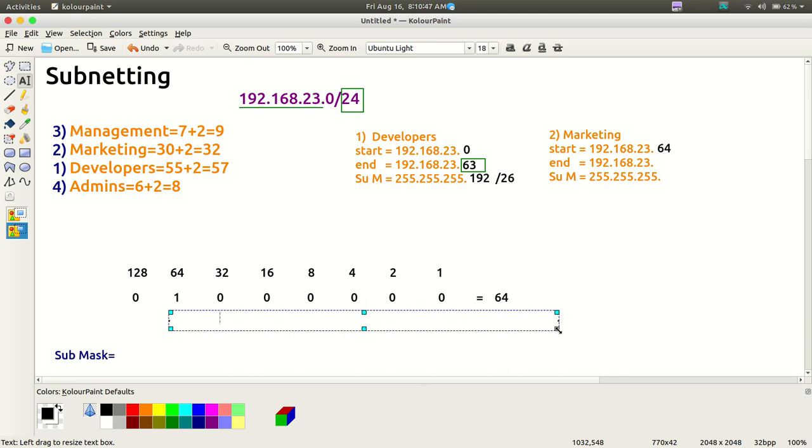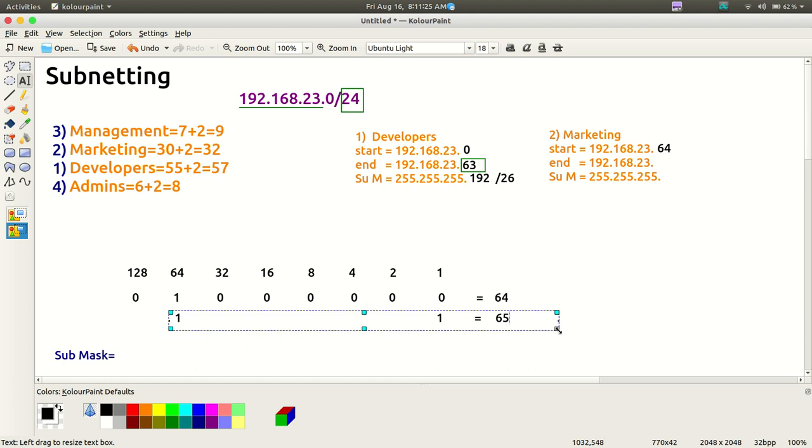64. 64 is mandatory here. It was enabled in the start IP address, so here as well I have to enable it. Next, I have to enable one more bit over here, 1. Now this will make the value 65. So we are getting 2 IP addresses over here. My start IP address is 64 and my end IP address is 65.